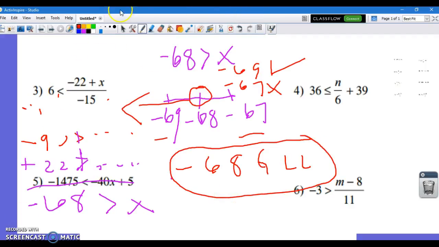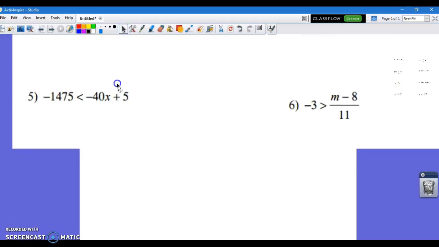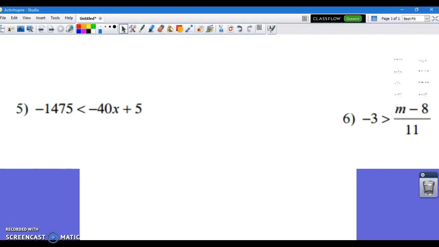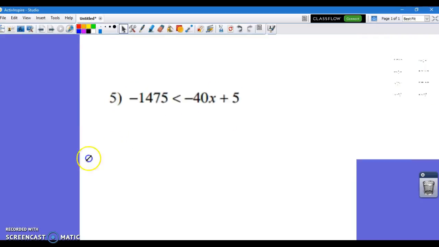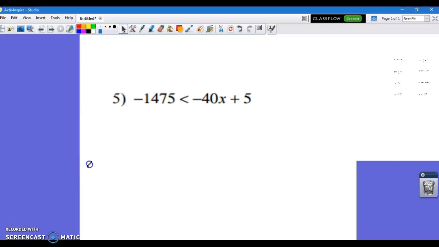So remember, that was one in which we had to flip the sign. I'm going to now do number 5. We did this in class with a few students, and you were freaking out because of a large number in which you had to divide, and I wouldn't let you use a calculator. Don't worry, you're going to be all right.